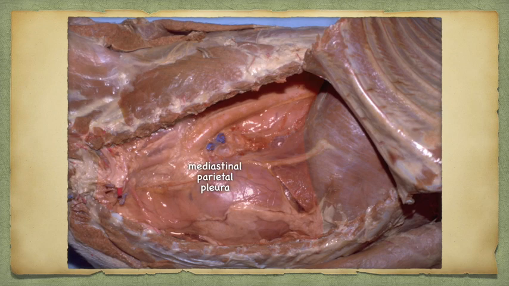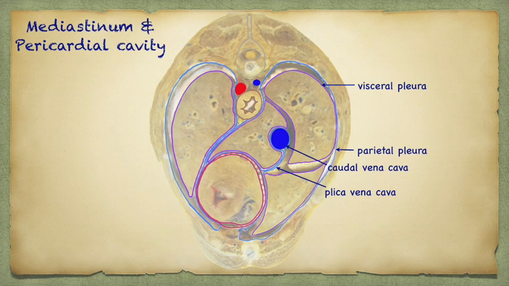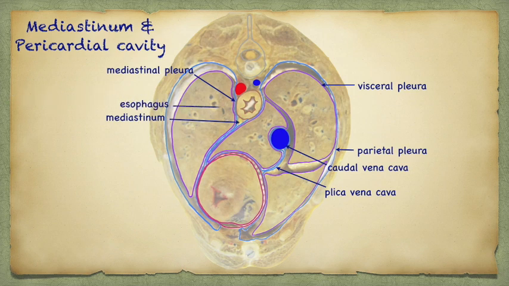So if we go back to our image here, once again, here we have our mediastinal pleura. And within the two layers of that, we have the mediastinum. Now we have structures within that mediastinum: the esophagus, the aorta.